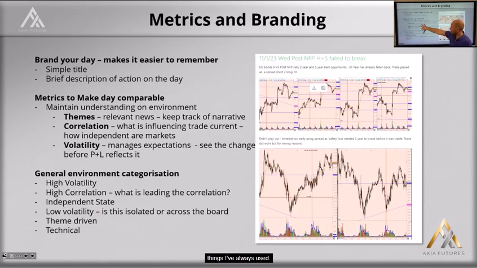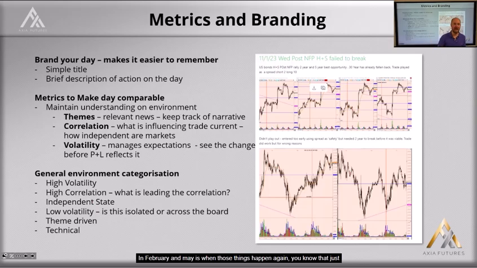Looking at, and the things that I've always used are themes. Has this been a news-driven day? You know, what news has happened? There'll be some days where there is no news, and you can write nothing of note. Maybe it's earnings season. Maybe it's a day with multiple central bank speakers and data points. Maybe it is a central bank after another central bank, and you often see this where you get the Fed, the ECB and payrolls day after day. Typically in February and May is when those things happen. Again, you know that just from having noted these things down multiple times. So you can find other past examples of where you have that same sequence of days.